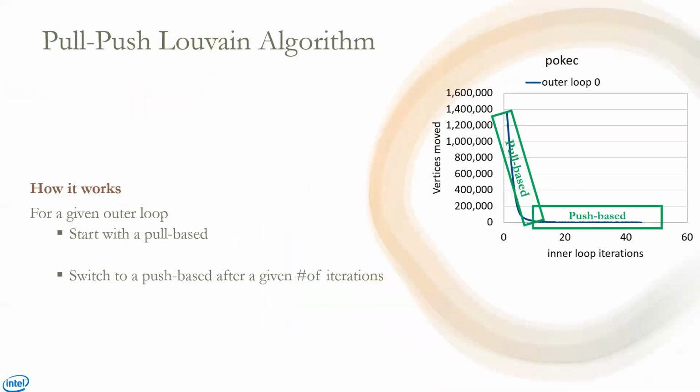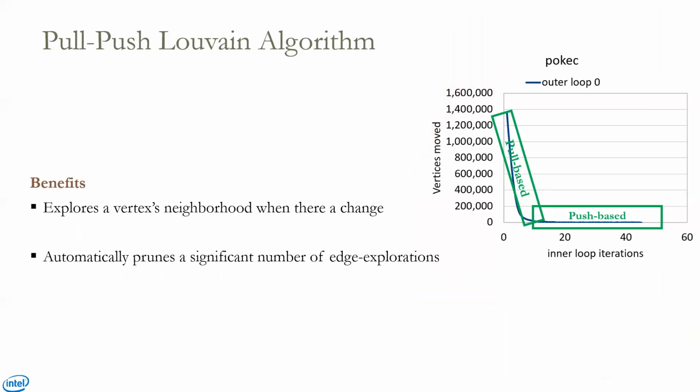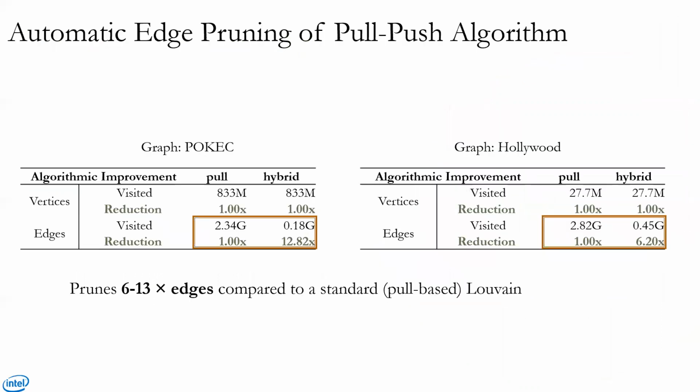For a given outer loop iteration, it starts with a pull-based algorithm and then switches to a push-based one after a given number of iterations. This hybrid algorithm explores a vertex neighborhood only when there is a change, and by doing so, it automatically prunes a significant number of edge explorations. For example, for the Pocket and Hollywood graphs, we found that the hybrid algorithm does 6 to 13x less edge exploration. So it prunes edges by 6 to 13x compared to a standard pull Louvain algorithm.